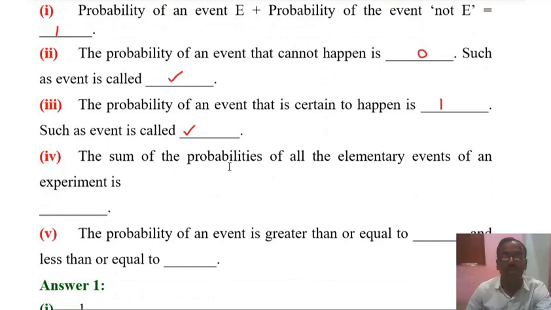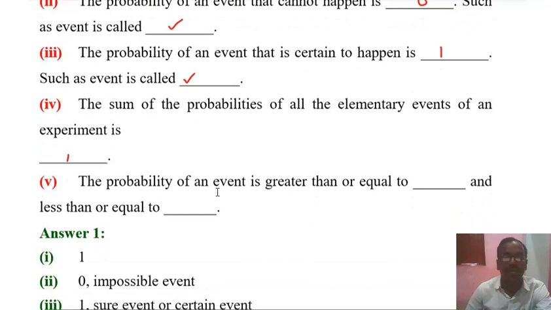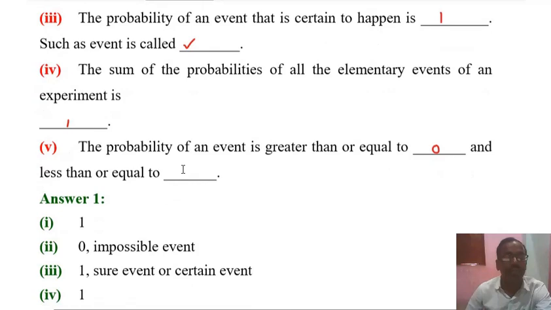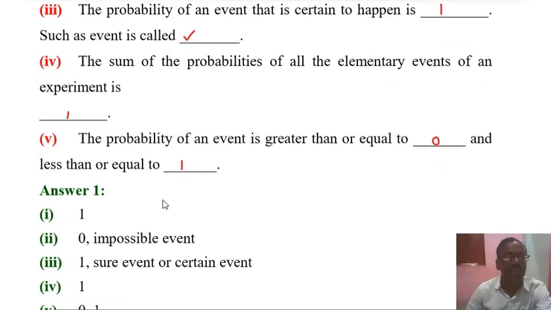The sum of probabilities of all the elementary events of an experiment is 1. The probability of an event is greater than or equal to 0 and less than or equal to 1. So here is the answer chart.